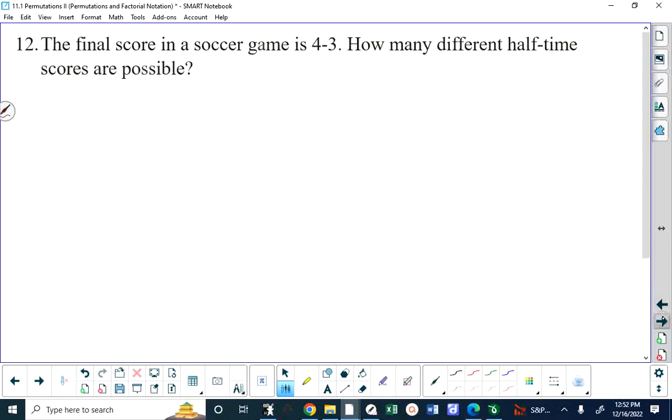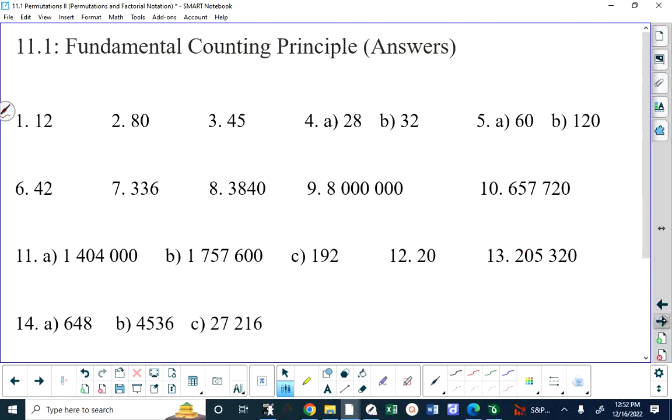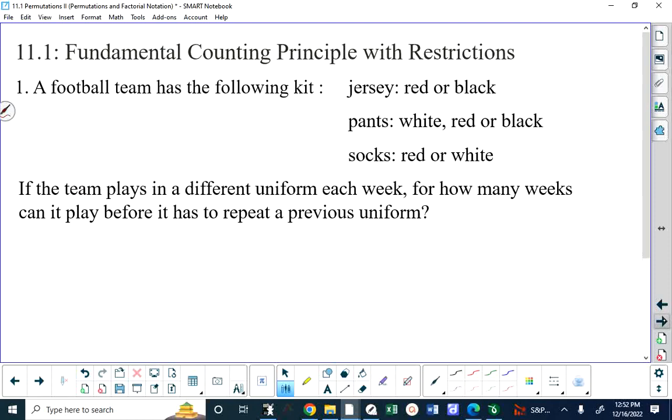Let's take a look now at the second section. Does anybody have any questions on the second section? Go ahead. 9D. 9D, okay.